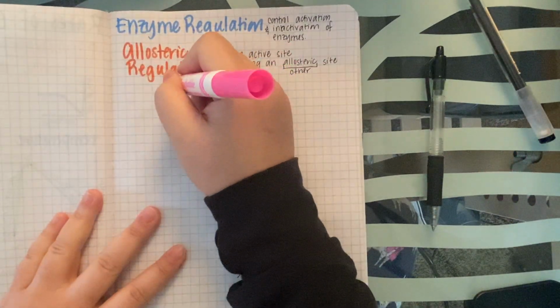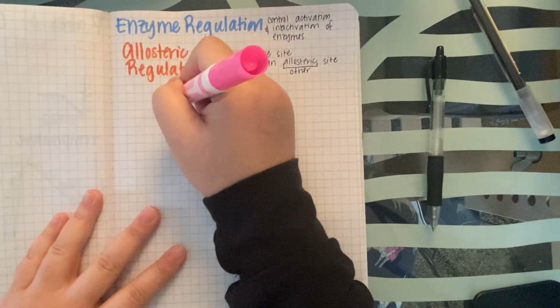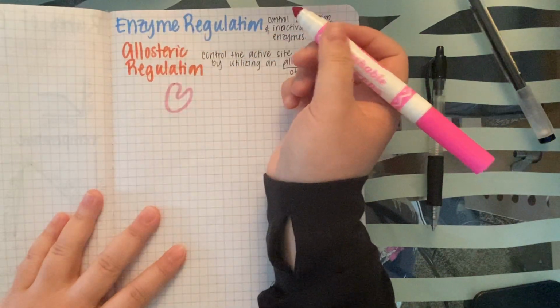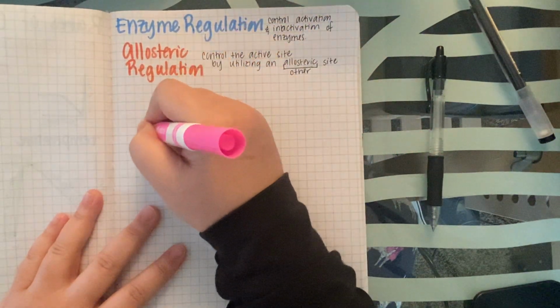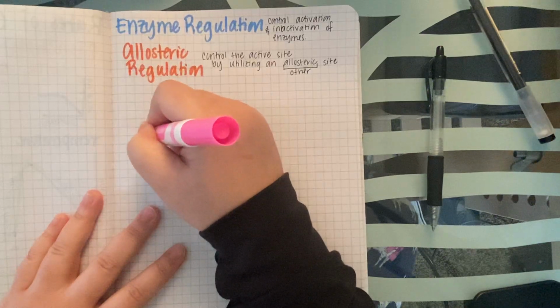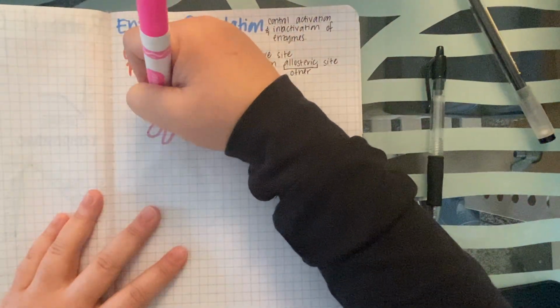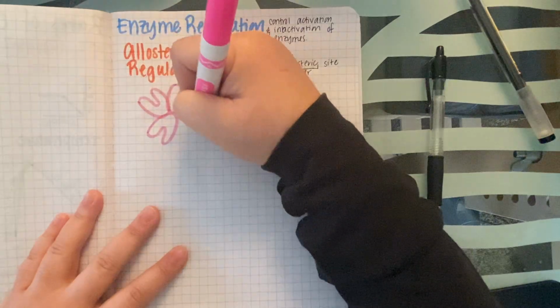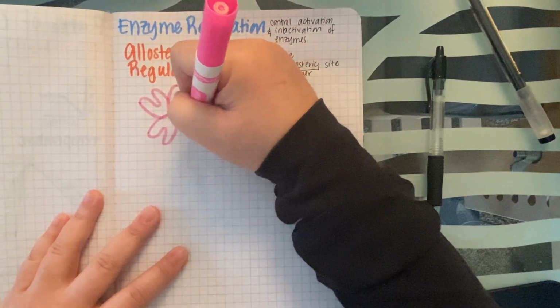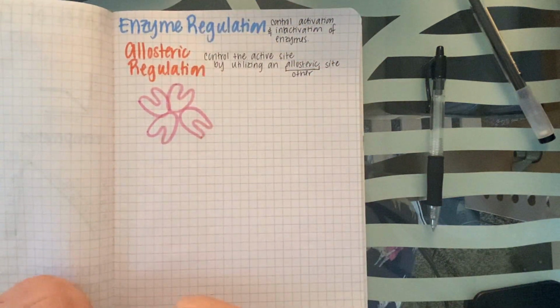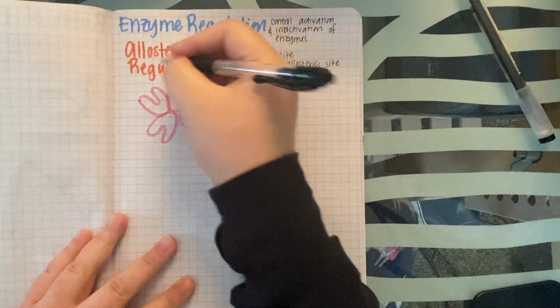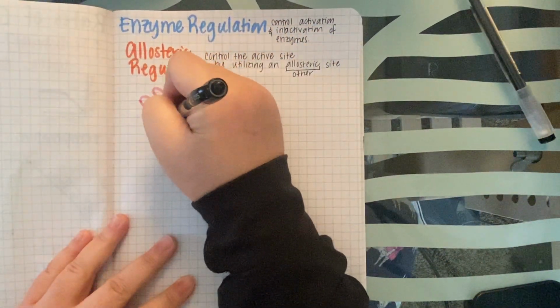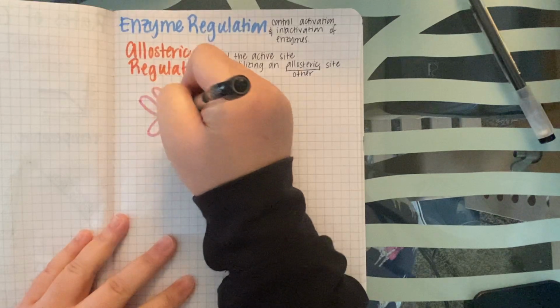And typically with allosteric regulation, you're going to have quaternary structure enzymes. So we're going to have a complex. So here's one tertiary enzyme. Here's a second tertiary enzyme. Third, fourth. So this is a quaternary structure protein. So we'll say quaternary enzyme. And it's made up of 4 subunits.